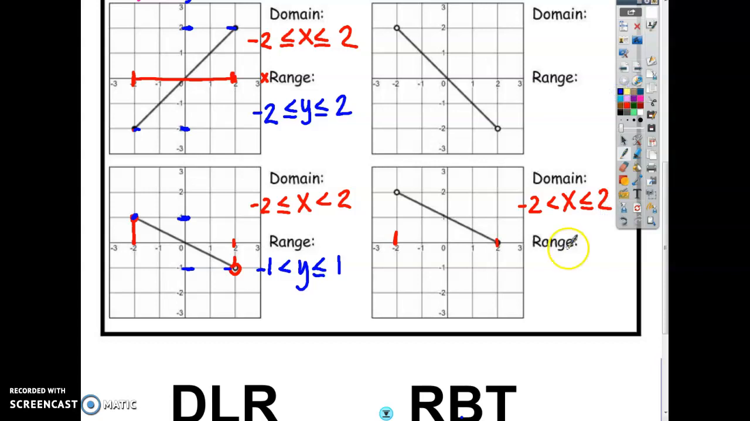The range, Y, is bottom to top. Bottom, the lowest point at the bottom is right here, which is 0. And that's a closed circle. So 0 less than or equal to, because it's a closed circle at 0. All the way to the topmost point, which is right here at 2. And it's an open circle. So less than 2, no line underneath because it's an open circle.